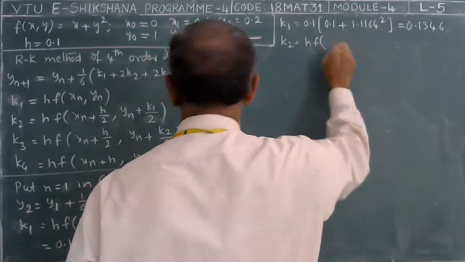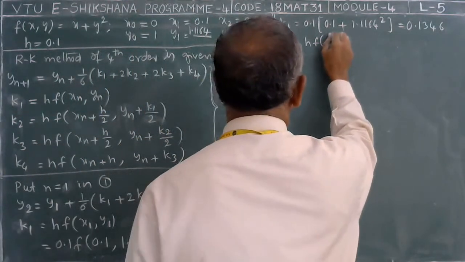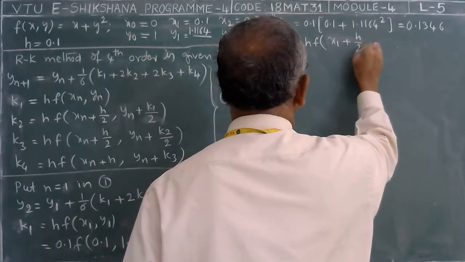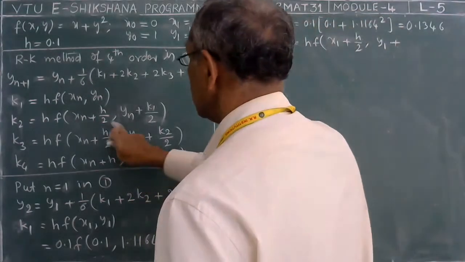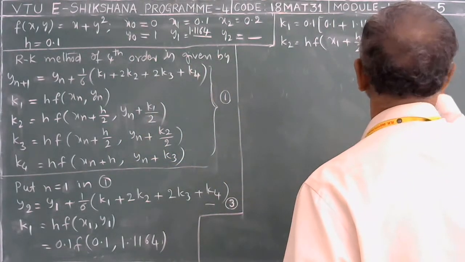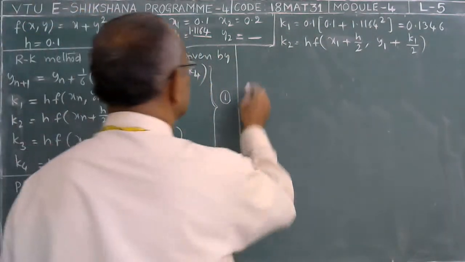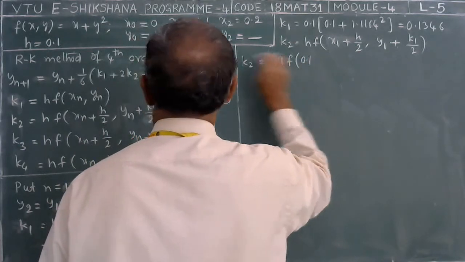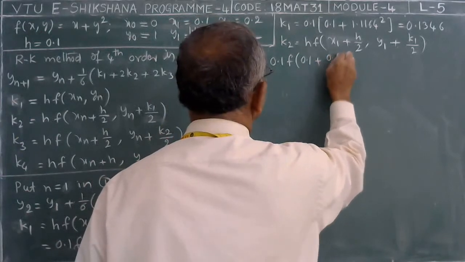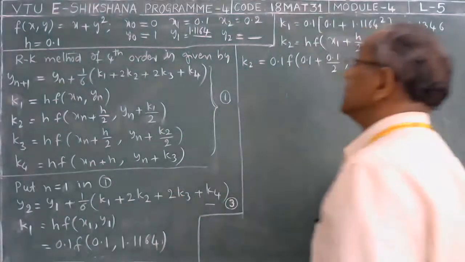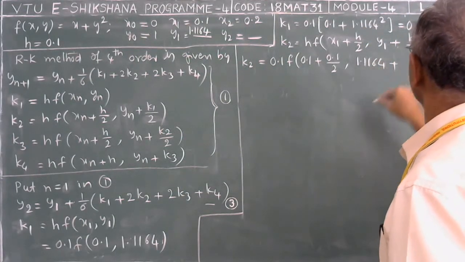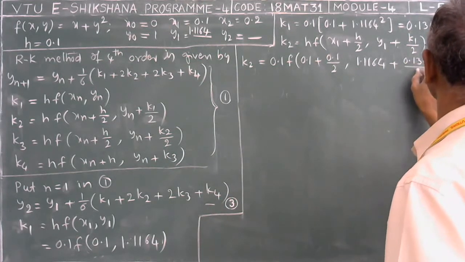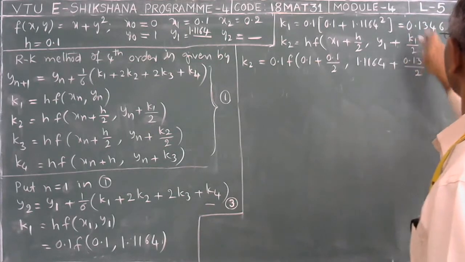K2 is h into f of, when n is equal to 1, x1 plus h by 2, comma, y1 plus k1 by 2. Okay. Now let me substitute the values. So k2 is equal to h, which is 0.1, into f of x1, which is 0.1, plus h by 2, 0.1 divided by 2, comma, y1, which is 1.1164, plus k1 by 2, k1 is 0.1346 divided by 2.